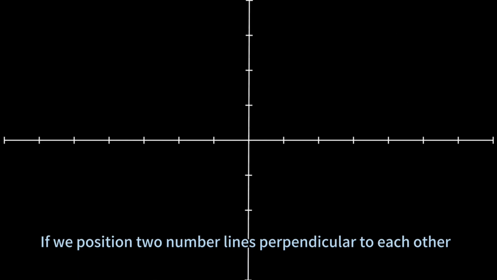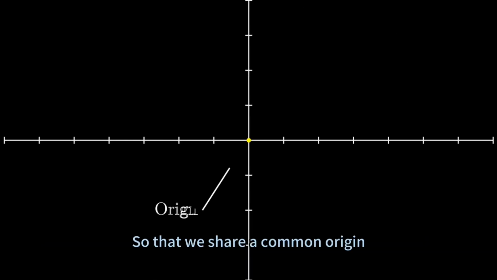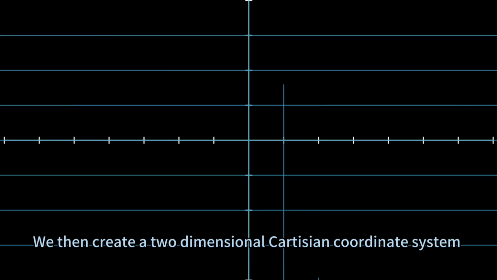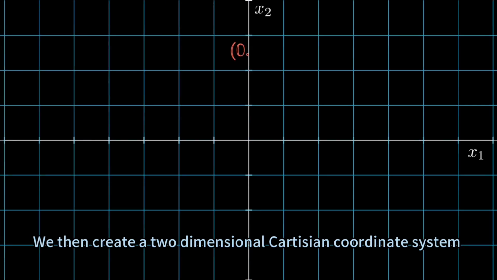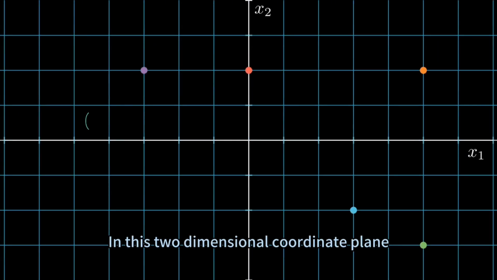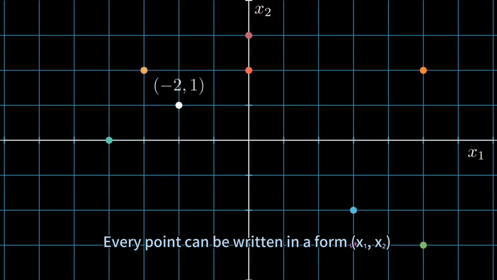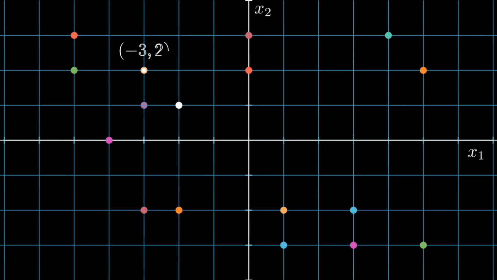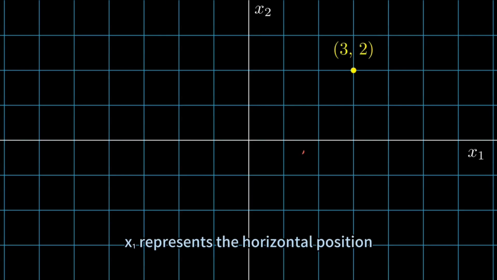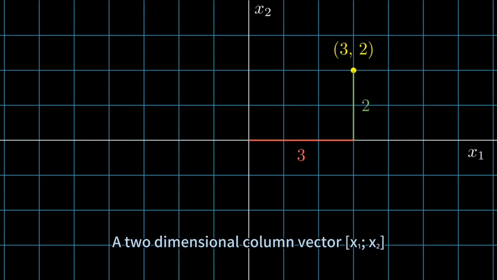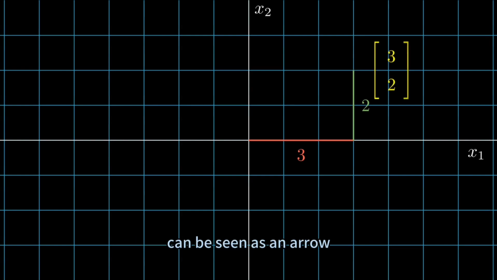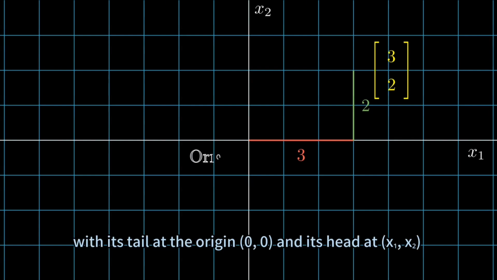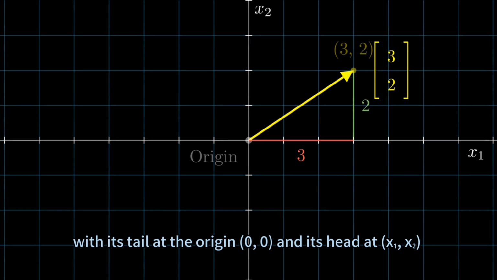If we position two number lines perpendicular to each other so that they share a common origin, we then create a two-dimensional Cartesian coordinate system. In this two-dimensional coordinate plane, every point can be written in the form x1, x2. x1 represents the horizontal position, while x2 represents the vertical position. A two-dimensional column vector x1, x2 can be seen as an arrow with its tail at the origin 0, 0 and its head at x1, x2.